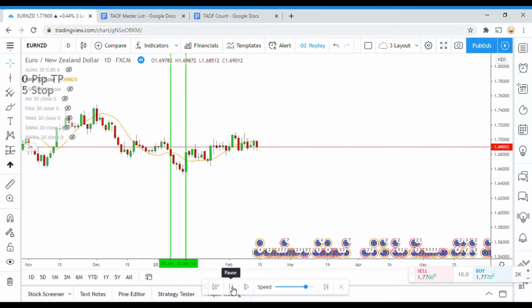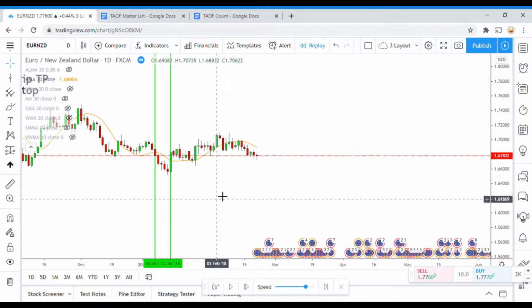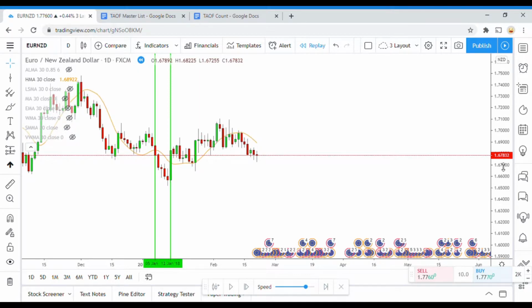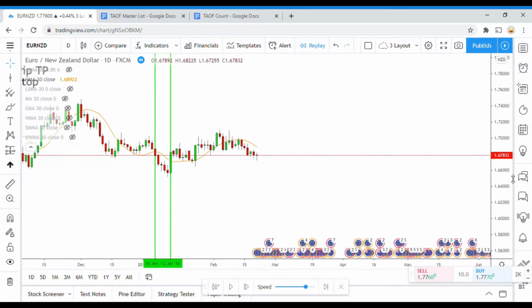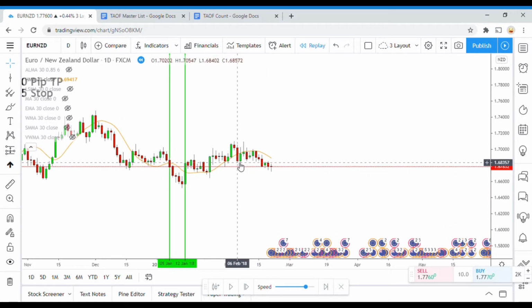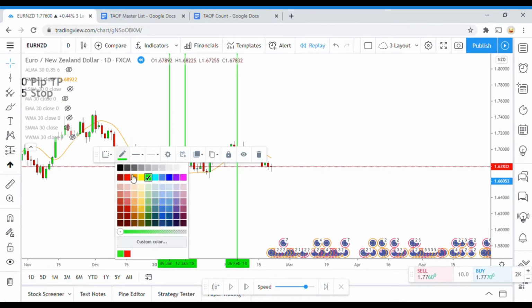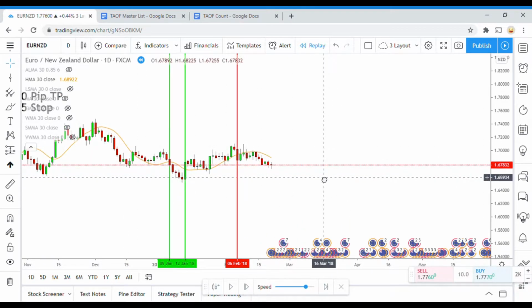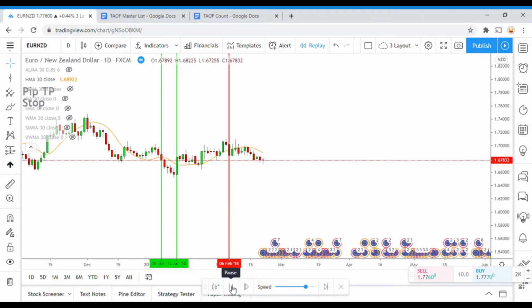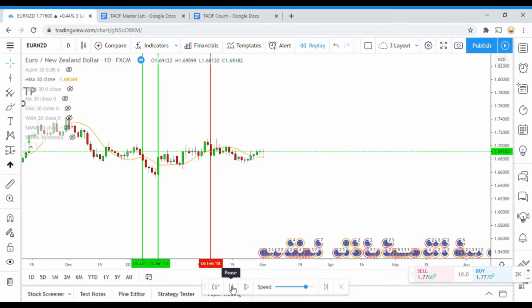So let's keep on moving on here. Well, this one really hugs it close. I do believe, though, that this move, yeah, definitely would have wiped out our stop, unfortunately, before it then continued on in the direction we wanted it to go. So that is unfortunate. But let's keep going here.